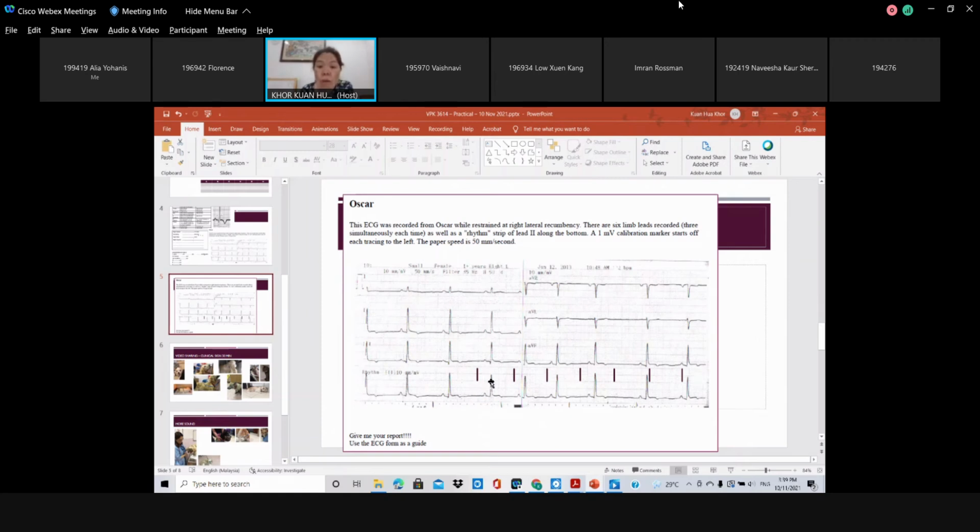Let's say I've got 5 boxes, another 5, 15, 20, 25, 30 boxes. So I'll be calculating my complexes. 1, 2, 3, 4, 5. Okay, yang ini tak kena lah, so tak kira. So 5 times 20, so the heart rate is 100.